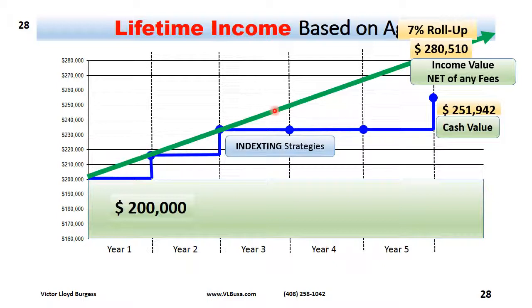That 7% has no fees on it. When it's calculated, it's a full 7% compounding. Now some of them are at 6.5, some of them are at 8. They're different rates, so you have to look at your contract.